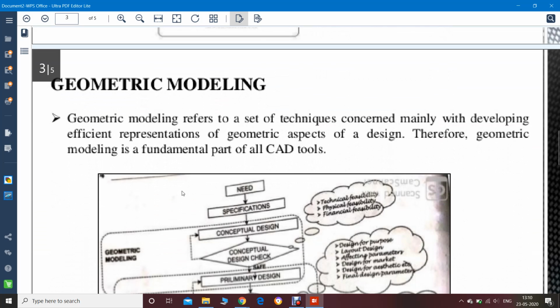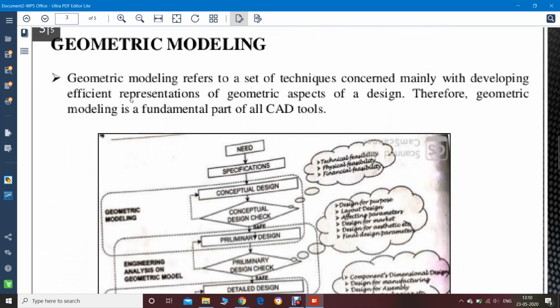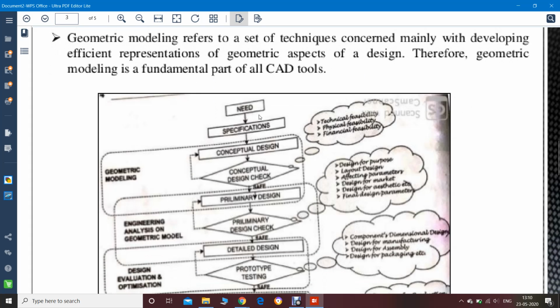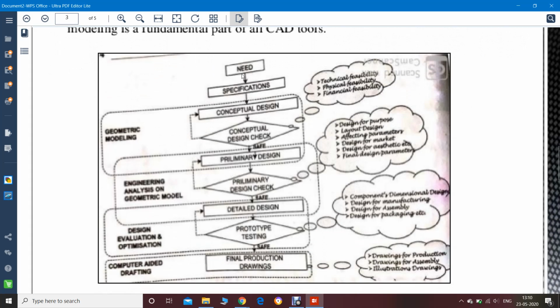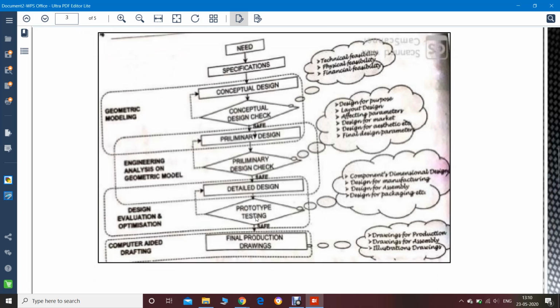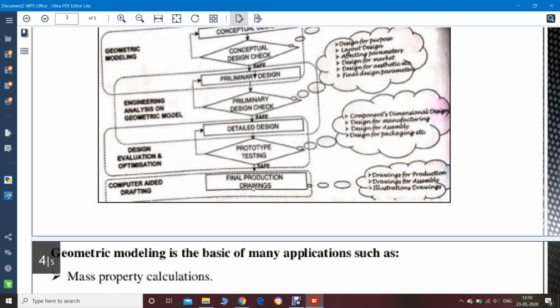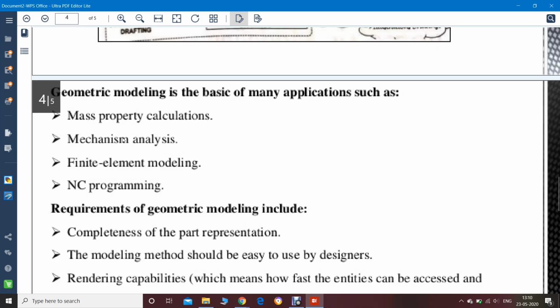Next topic is geometric modeling. Geometric modeling refers to a set of techniques concerned mainly with developing efficient representation of the geometric aspects of design. Therefore, geometric modeling is a fundamental part of all CAD. Need specification, conceptual design check, preliminary design check, detailed design, prototype testing, final production design.